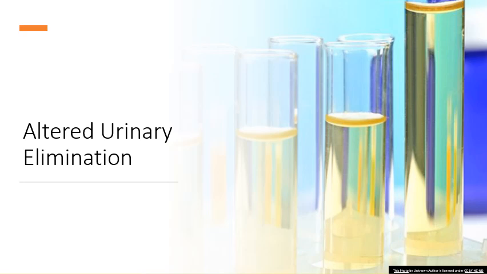Altered urinary elimination. Normally, infants void 5 to 40 times a day. They just go all the time. Preschool children have learned to be continent and to hold their urine until it's appropriate, and they may void every 2 hours. Adults tend to go 5 to 10 times a day.